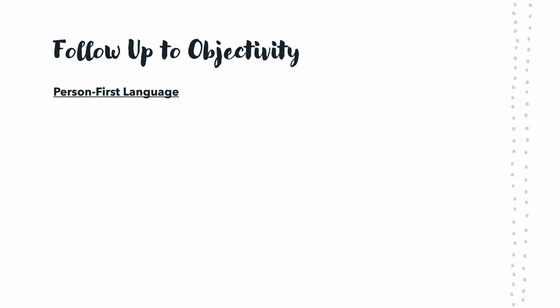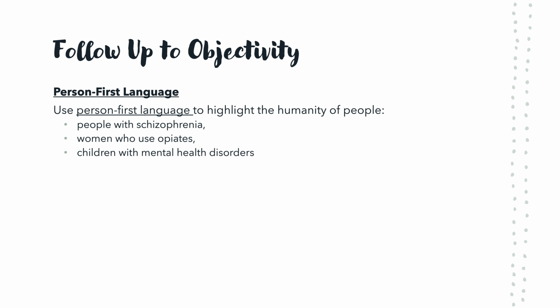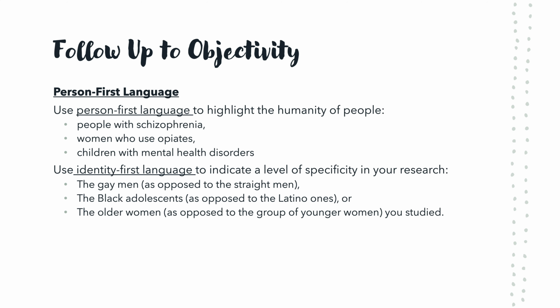The other thing that's important is that you should always use person-first language. So you always want to highlight the humanity of people. So you would say, instead of using the word schizophrenics, you would say people with schizophrenia. Instead of saying female opiate users, you would say women who use opiates. Or you might say children with mental health disorders.